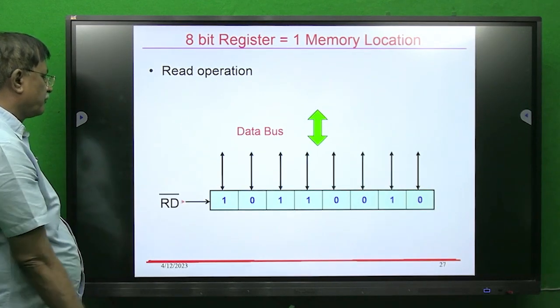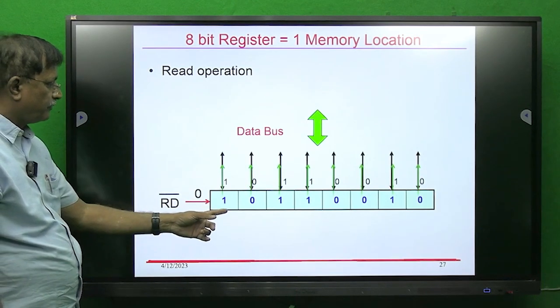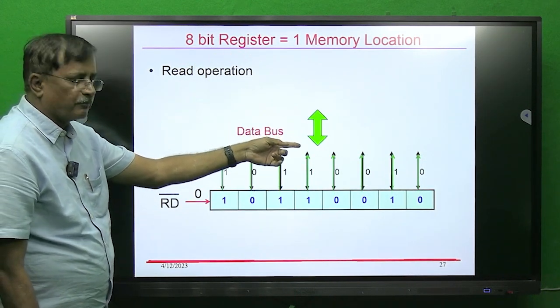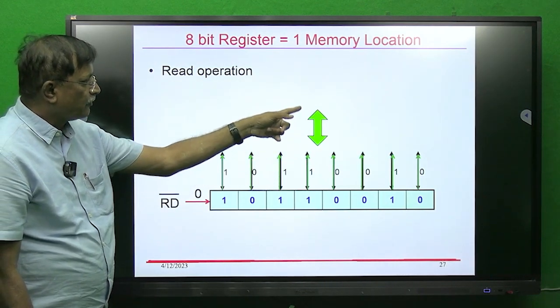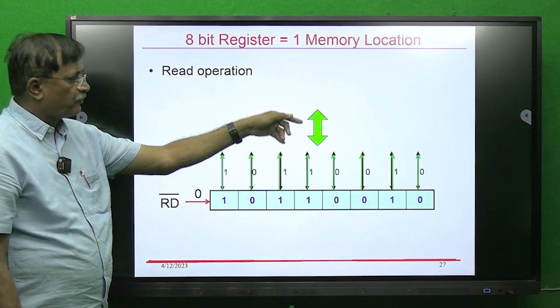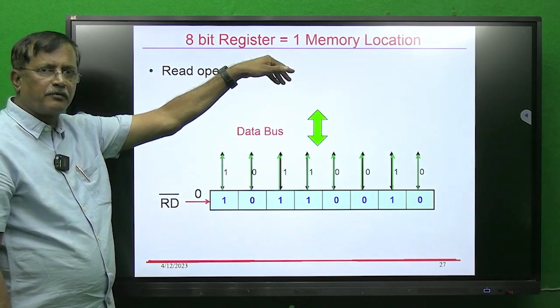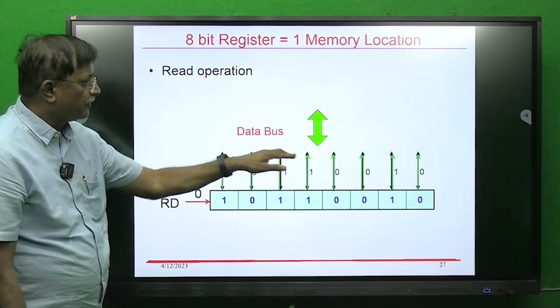So these two are the basic operations: writing data into a memory location and reading data from a memory location. To read data from a memory location, the read signal will be given 0, and then this data will be transferred to the processor via the data bus. So these 8 pins are called the data bus, and the data bus is always bidirectional. The processor can write data into a memory location, and the processor can read data from a memory location. So this data bus is bidirectional.